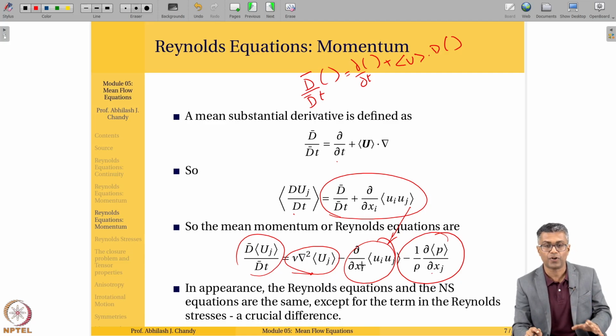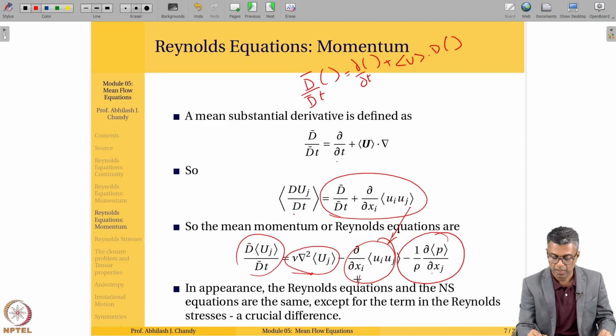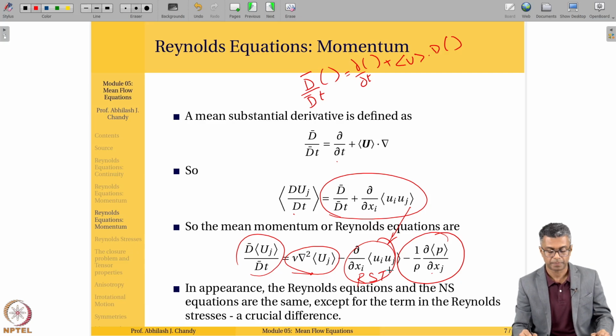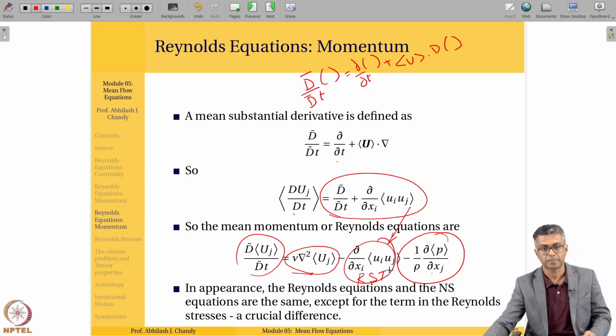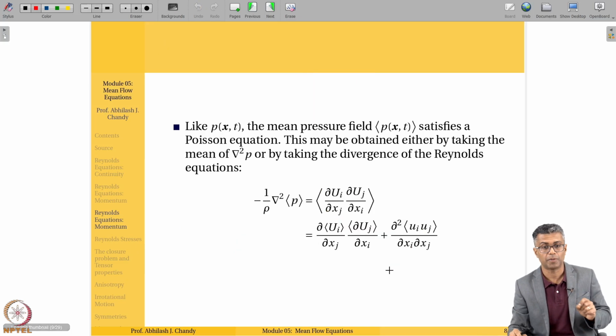The only difference, if you think about it, between this Reynolds equation and the Navier-Stokes equations is the presence of this Reynolds stress term, RST. And that is a big difference. Now we are not done.